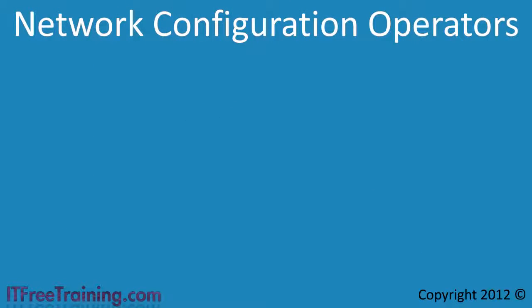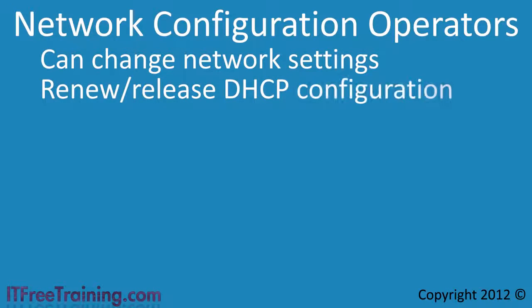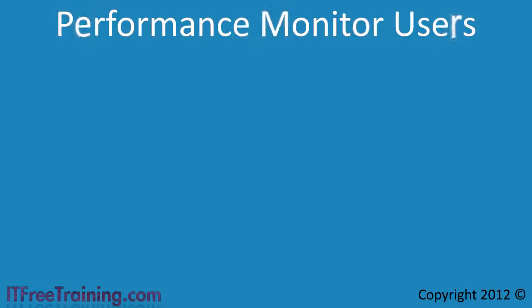The next group is Network Configuration Operators. Members of this group can change network settings like the IP address of the computer. They can also renew and release DHCP information. If a regular user needs this access, you can simply add them to this group without adding them to the administrators group.